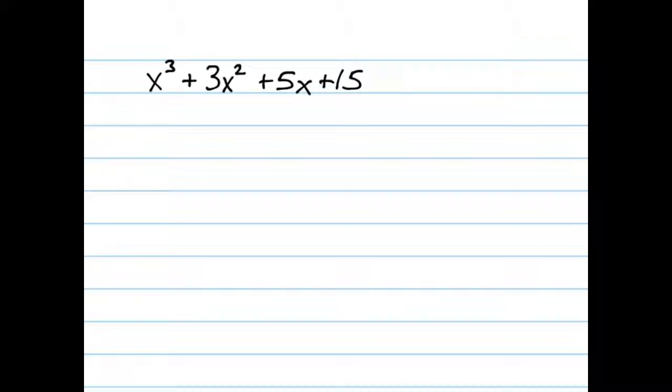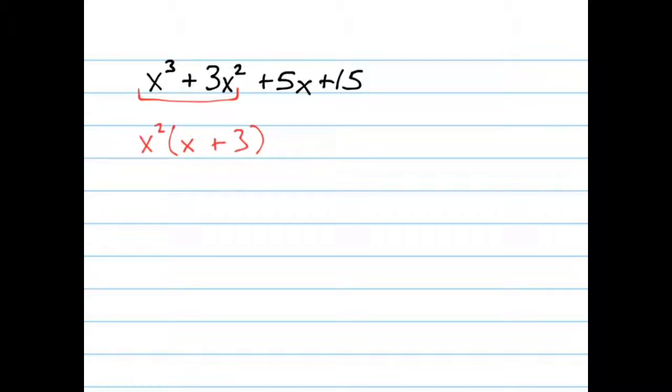What do the first two terms have in common? Yes, they can factor. X cubed is not a perfect square. What do they have in common? What can I factor out of both of them? X squared, because they both have at least 2 x's. What am I left with when I factor out an x squared? When I take x squared out of x cubed, I'm left with x, and when I take it out of 3x squared, I'm left with 3.